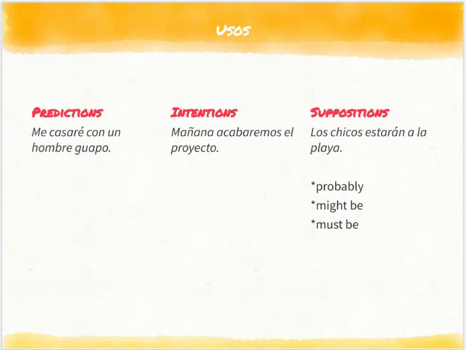You can use the future if you want to say to somebody, oh, you must be tired, or oh, the children must be hungry. Anytime you're making a statement that's a bit of a guess, you can use the future form in Spanish, and that's one of the correct usages for the future tense.